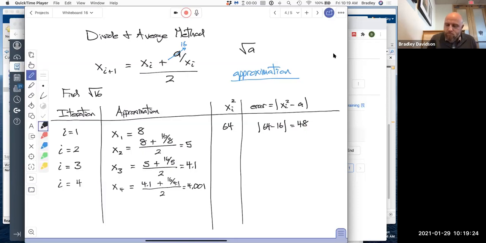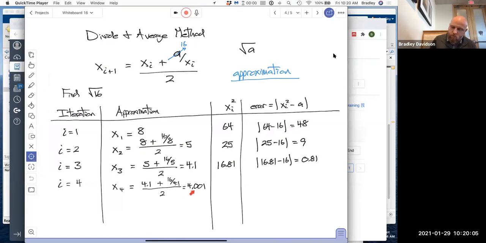So for our next one, we're going to get 5, and if we square it, we get 25. And we're going to use 25 minus 16 as our error. So we can see that our error is getting smaller. And then for our next one, if I square 4.1, I get 16.81. So we're getting close. 16.81 minus 16 is equal to 0.81. And then if I square 4.001, we get 16.008, and 16.008 minus 16 is equal to 0.008.